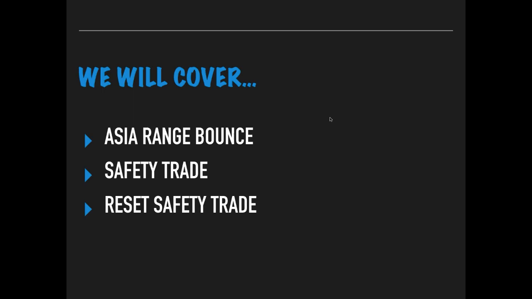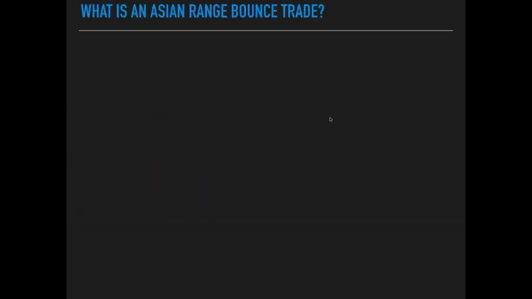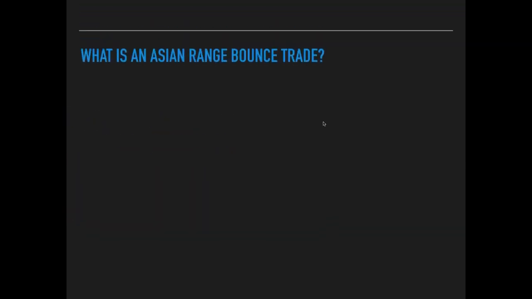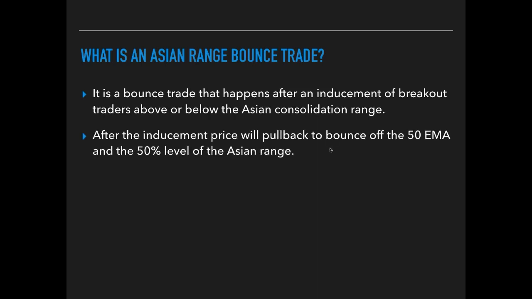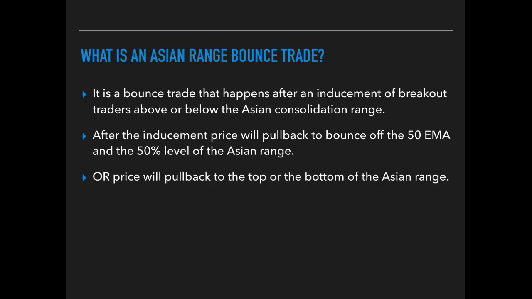Okay, so first off, let's look at the Asia range bounce. And what is an Asia range bounce trade? It is a bounce trade that happens after an inducement of breakout traders above or below the Asian consolidation range. After the inducement, the price will pull back to bounce off the 50 EMA and the 50% level of the Asian range, all right?